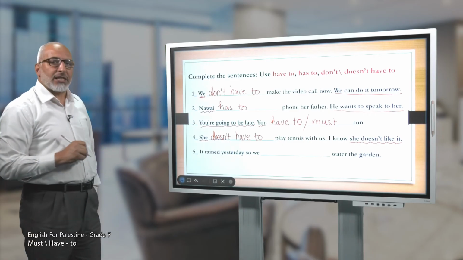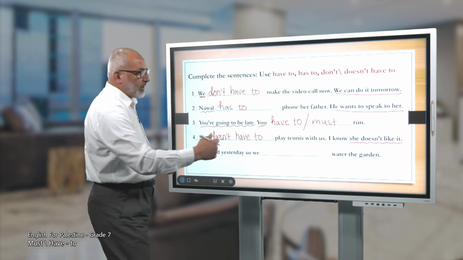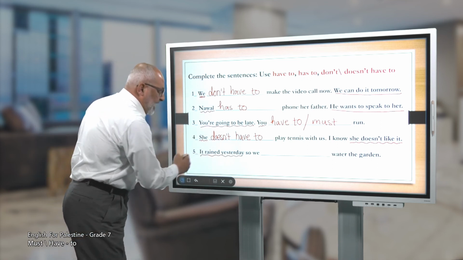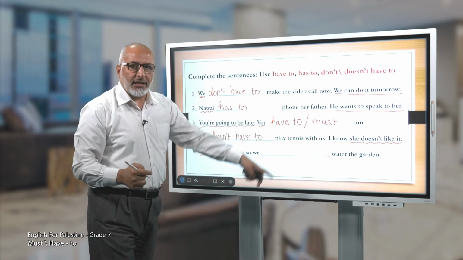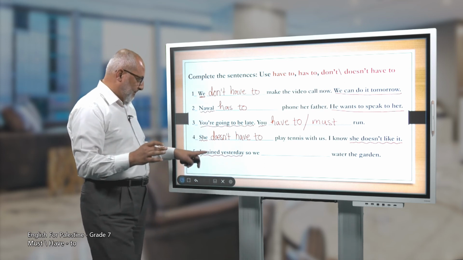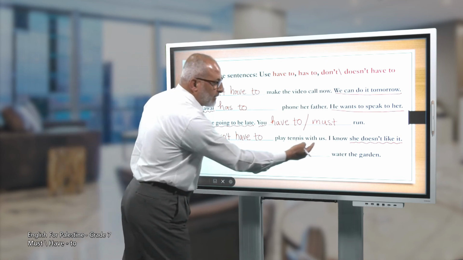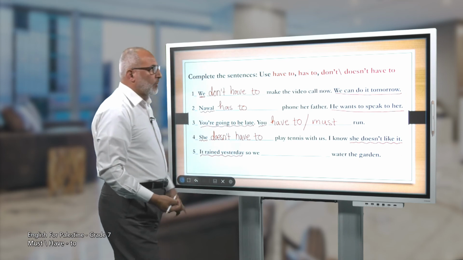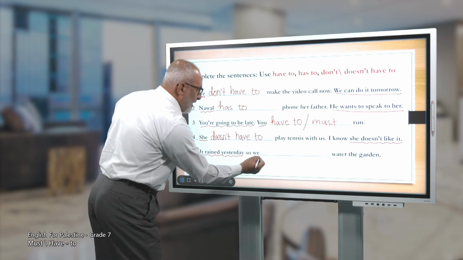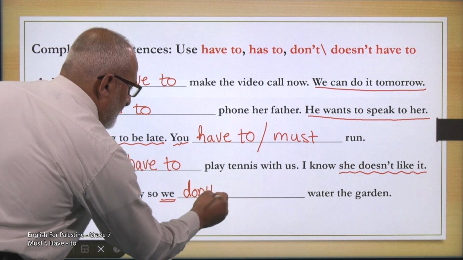Good. The last one. It rained yesterday, so we water the garden. It rained yesterday. Is it important to water the garden today, or is it not important? It rained yesterday. So yes, here it is not important to water the garden. So we use don't have to or doesn't have to. The subject here is we, plural. With we we use don't have to.